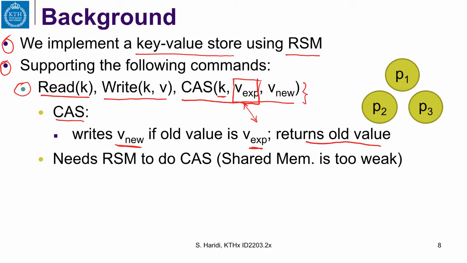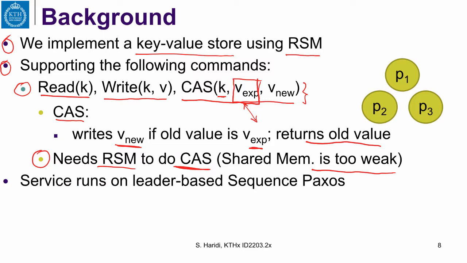So we need a replicated state machine to implement compare and swap because the shared memory model that we described before is too weak. Remember that the shared memory model in the asynchronous system allows for atomic read and write registers, but not any stronger type of operation. And for that we need consensus, and that's what we implemented with sequence Paxos or Raft or other replicated state machines that we discussed before.